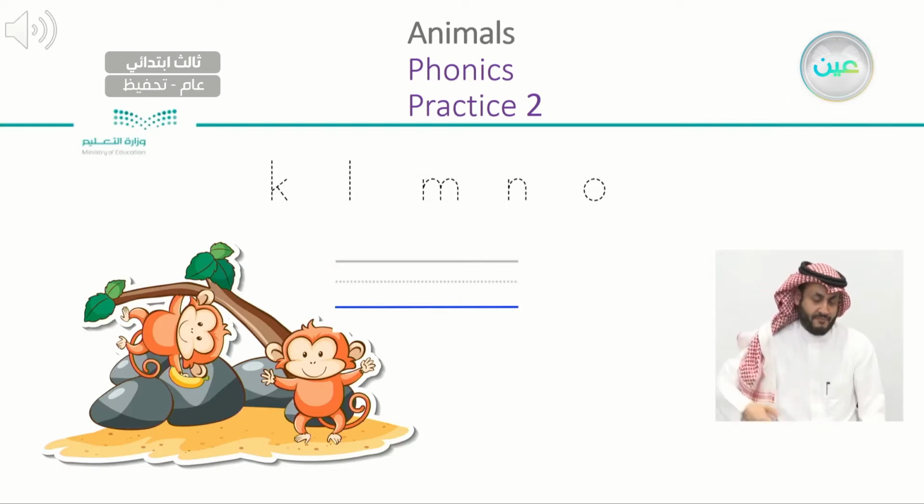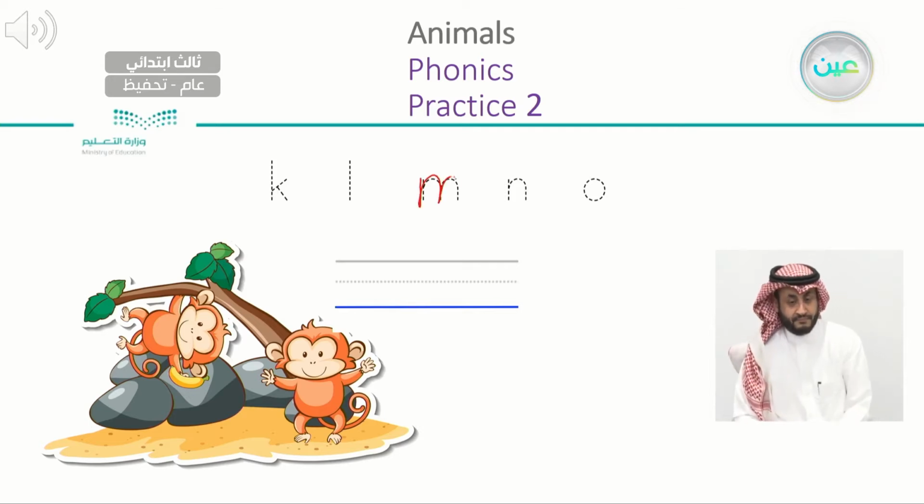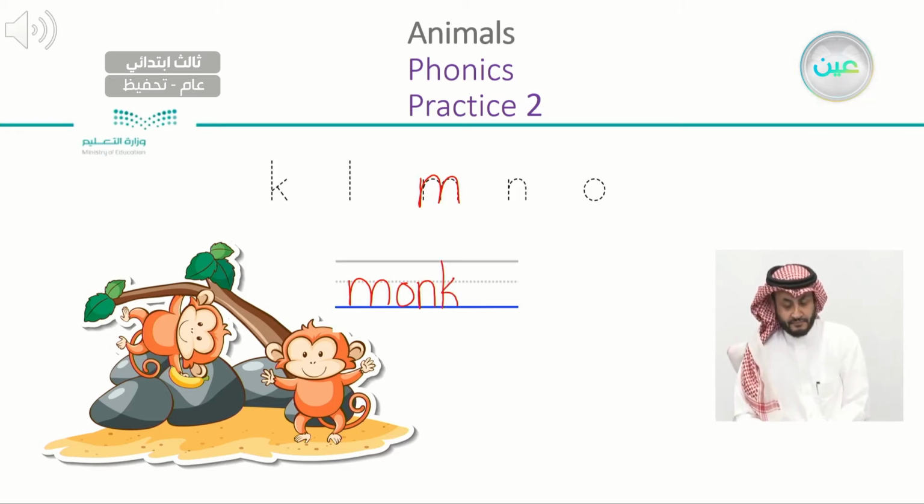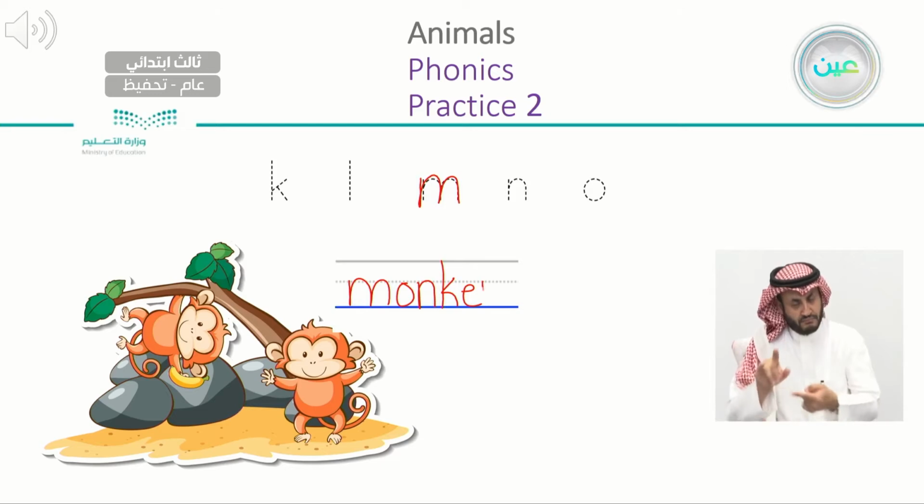Number 3. Monkey. M is the letter M. Now let's write the word monkey together. Begins with the letter M. Mon, K. And then we have a vowel sound, E. Here we have E. Is that enough? We have a Y in the end. Monkey. Excellent.